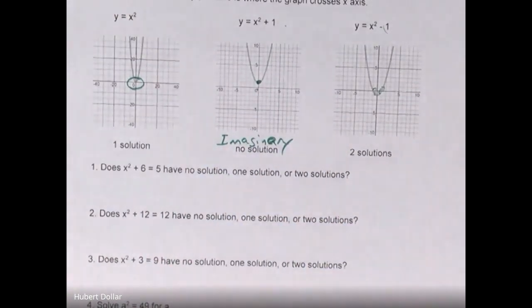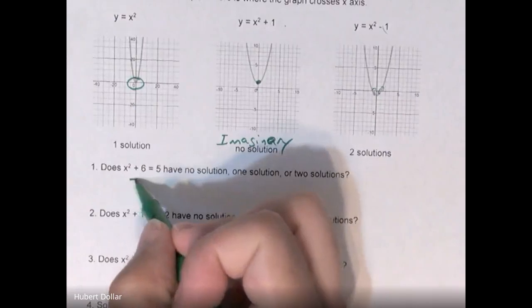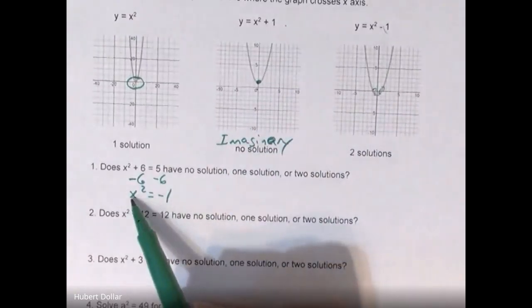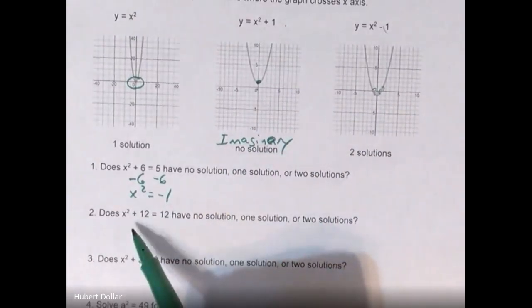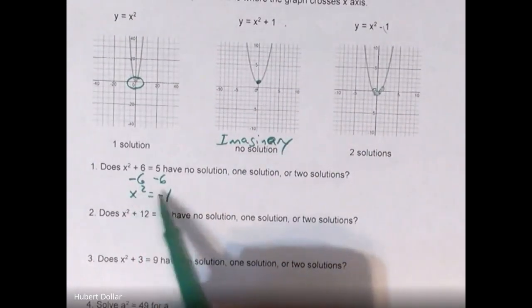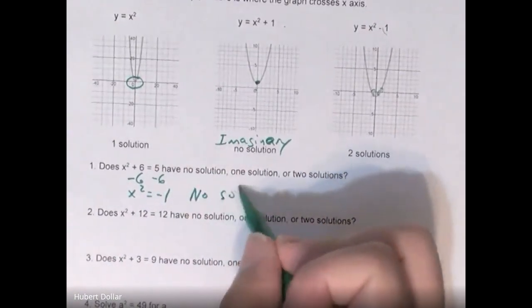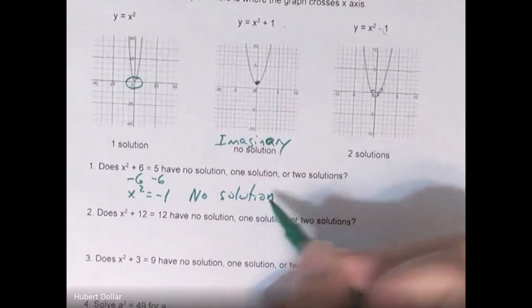But it's not convenient to graph all the time, so what you can do is solve using square roots and see what happens. If we subtract 6 on both sides, then we have x squared equals negative 1. If you remember, x squared means a number times itself. There is no number times itself that equals a negative, and that's why we say this has no solution. And that's how you find it algebraically.